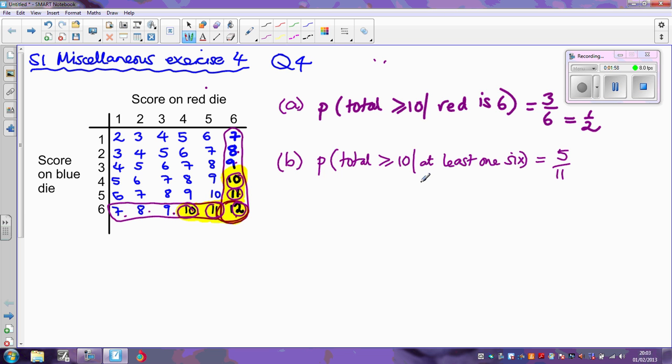And the question says, which of these is greater? Well, the answer is the first one here. This one is greater. A half is bigger than 5/11. In other words, you're more likely to get a score of at least 10, given that the red die is a 6, than you are if the total is at least 10, given that you've got at least one 6.